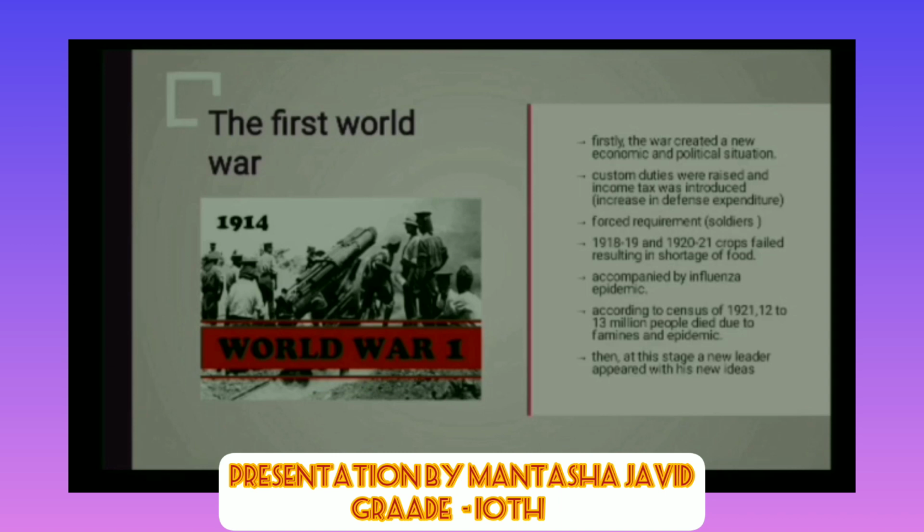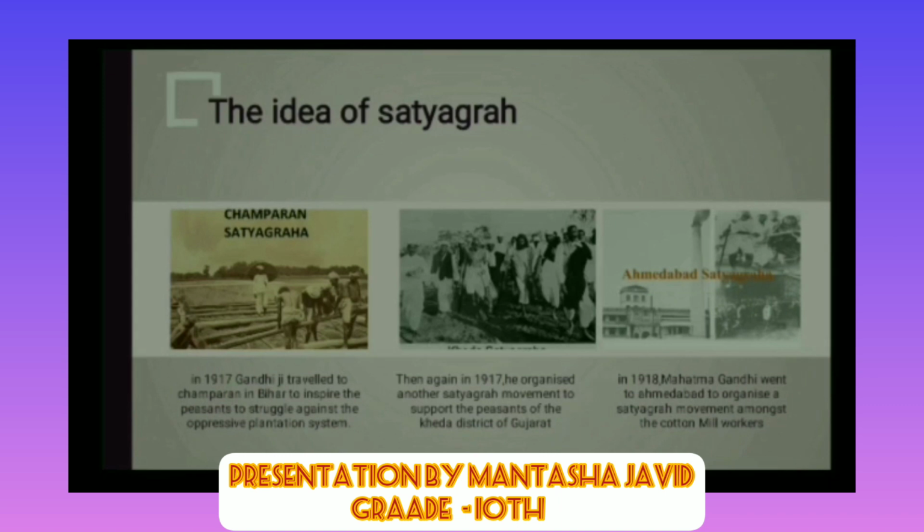In 1918 to 19 and 1920 to 21, crops failed in many parts of India. An acute shortage of food was faced by the people, and many people died from the influenza epidemic. According to the 1921 census, approximately 13 million people died due to famine and epidemic. So at this stage a new leader appeared with new ideas. He suggested a new mode of struggle. It was Gandhiji, and he introduced the idea of Satyagraha in India.